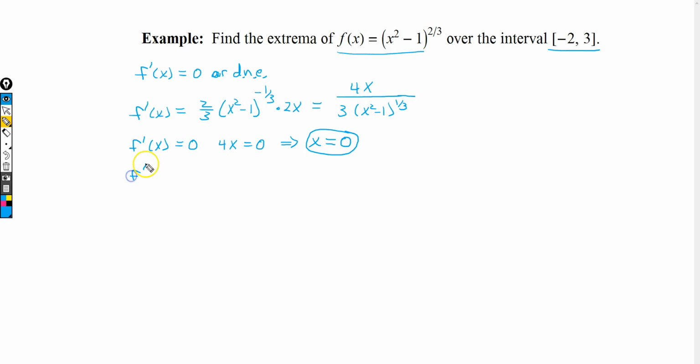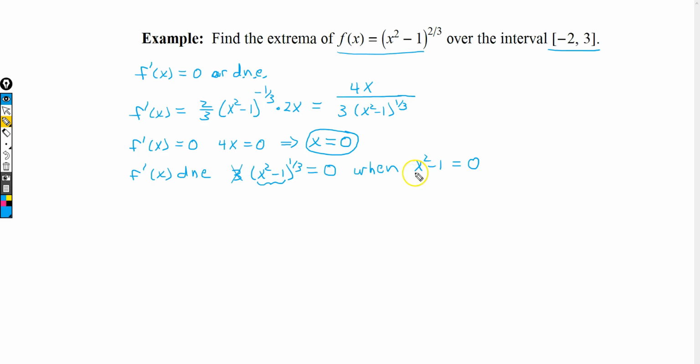Now the derivative does not exist when the denominator is equal to 0. Now this will equal 0 when x squared minus 1 is equal to 0, right? Because we don't need to worry about the 3. We can throw that out. And we can raise both sides to the third power. And then we just get x squared minus 1 is equal to 0. So this is equal to 0 when what's inside the parentheses here is equal to 0, because 0 to the 1/3 power is 0.